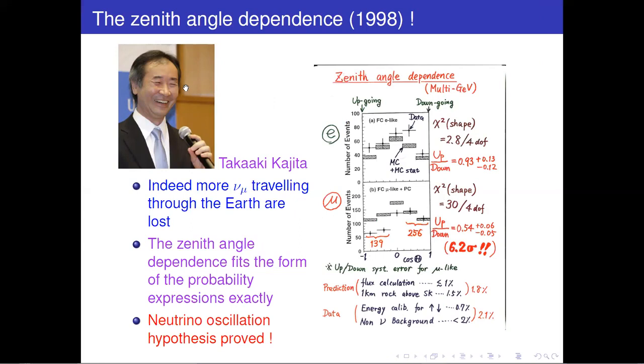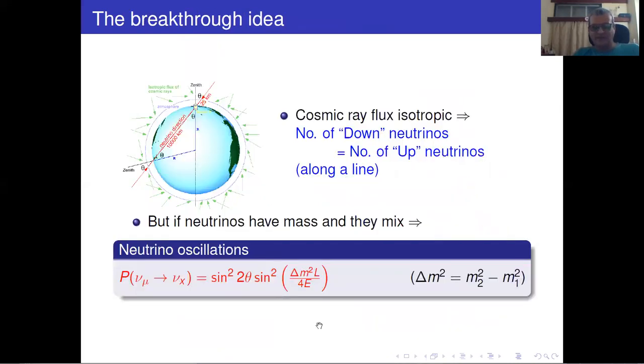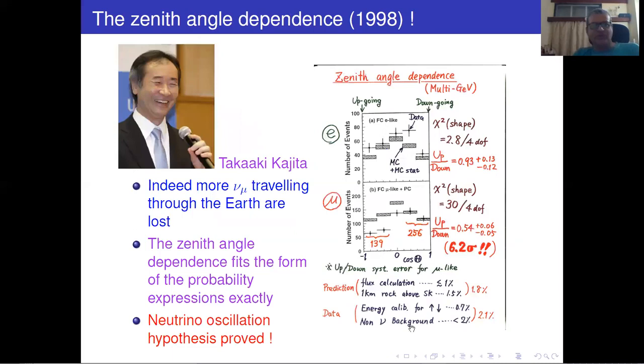In 1998, Takaki Kajita, who again got the Nobel Prize for this discovery in 2015, presented this slide, which is a very famous slide. It showed that the downwelling neutrinos indeed are lost, and the form that I showed on the earlier slide actually works perfectly like this one. And this told you that indeed more neutrinos going through the Earth are lost. The Earth angle dependence is the probability, and therefore the oscillation hypothesis is true. The atmospheric neutrino problem can actually be explained by the oscillations of neutrinos.